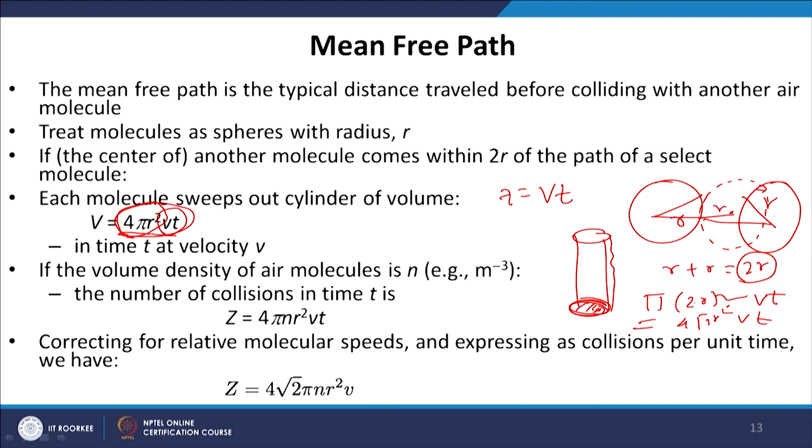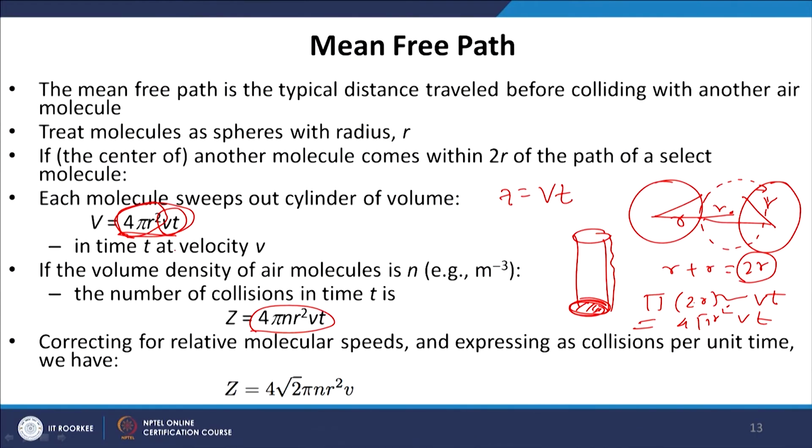Now, if the volume density of the air molecules is n, how many collisions will it do in time t if there are n molecules in unit volume? Obviously it will be 4 pi r square v t into n, because each molecule sweeps out a cylinder of volume 4 pi r square v t, and there are n molecules per unit volume.